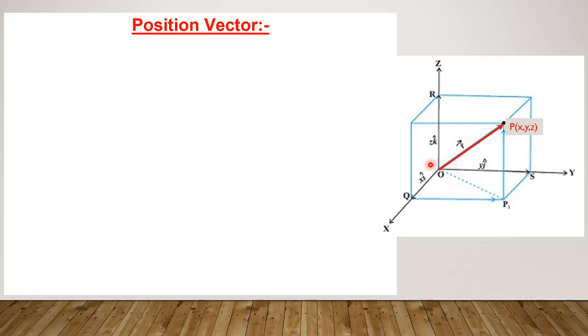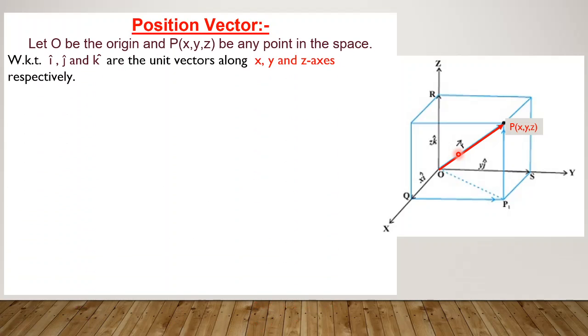And then what will be the position vector of P? The position vector of this point P is OP. I'm going to take it as a vector r, or you can take it as vector OP or vector r. Correct? Before that, once again, let me come back. P is a point in space with coordinates x comma y comma z, and O is the origin 0 comma 0 comma 0. Then the position vector of P is OP.